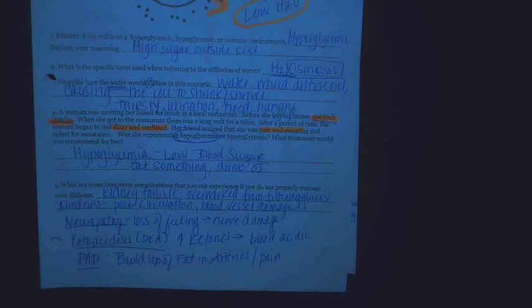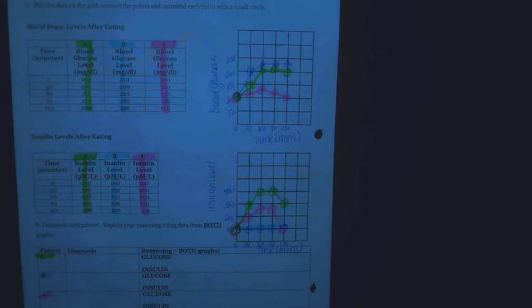And the last one we have is PAD, P-A-D, peripheral artery disease. And this is a buildup of fat in arteries, specifically your legs. So this causes a lot of pain in your lower body.